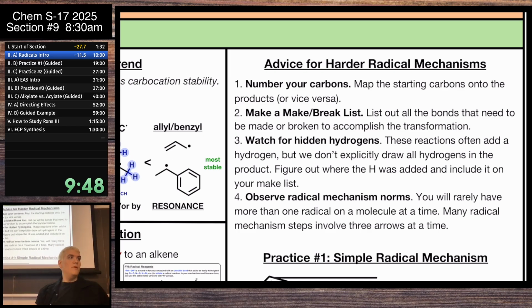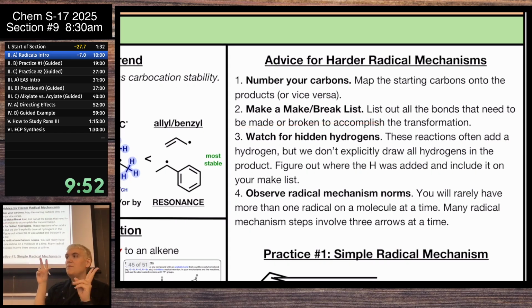Once we map the starting materials and products onto each other, the other main strategy is to make a make and break list of all of the bonds that need to be made and broken. With that, one thing to watch out for is hidden hydrogens.